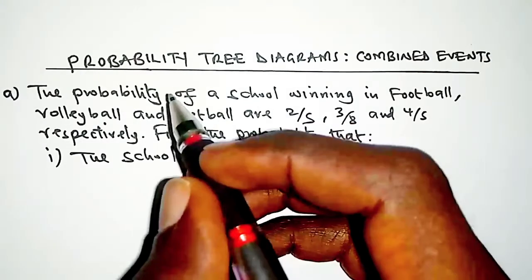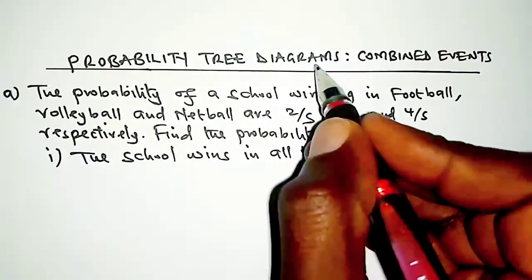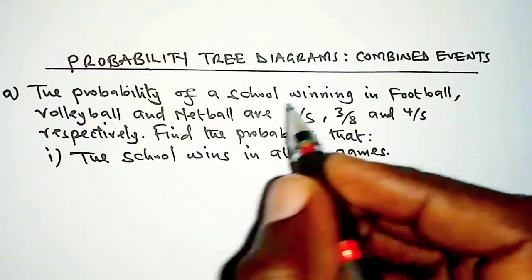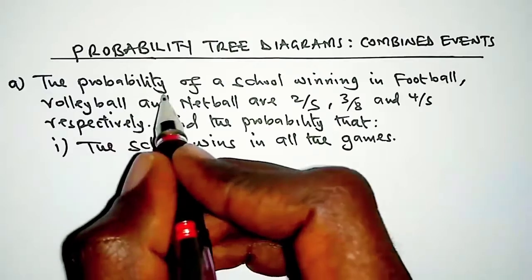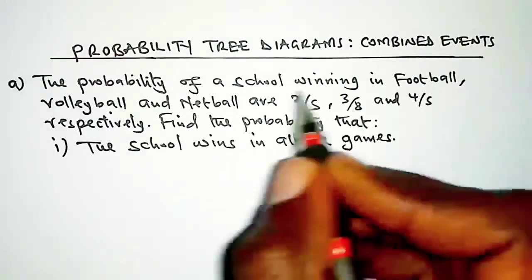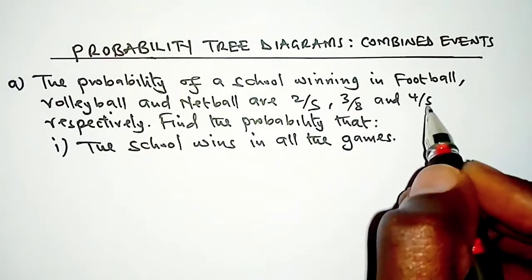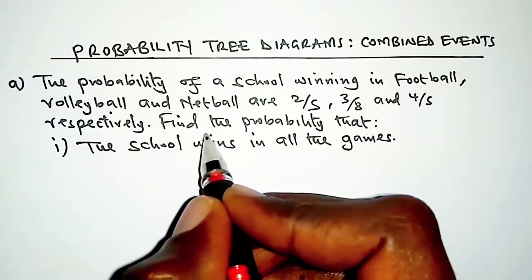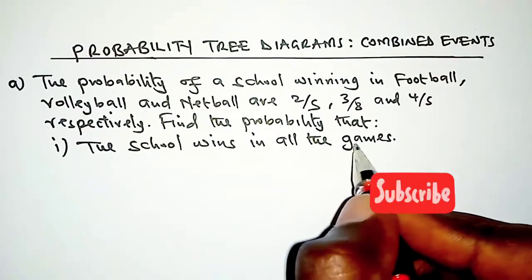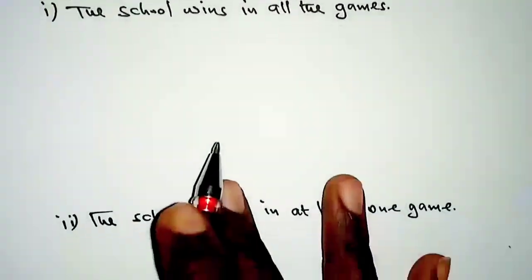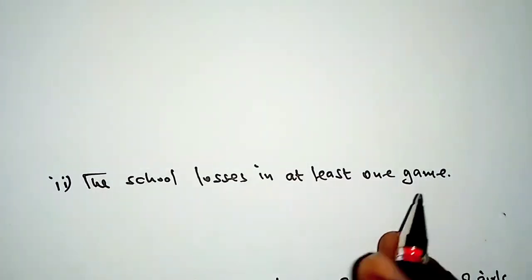Welcome to today's presentation. This video is about probability tree diagrams, combined events. The question reads, Part A, the probability of a school winning in football, volleyball and netball are 2/5, 3/8 and 4/5 respectively. Find the probability that, Roman 1, the school wins in all the games, and then Roman 2, the school loses in at least one game.